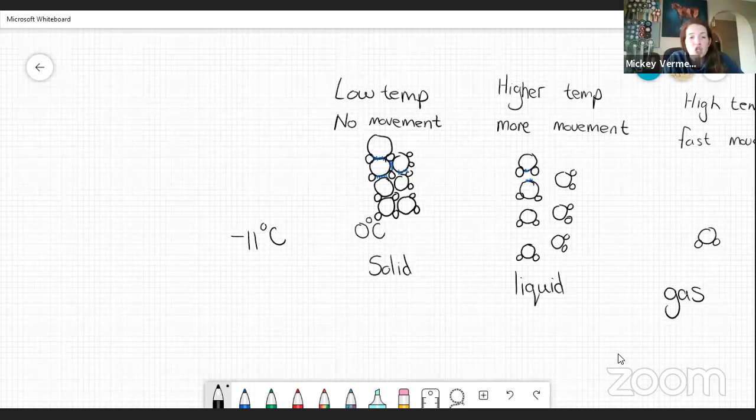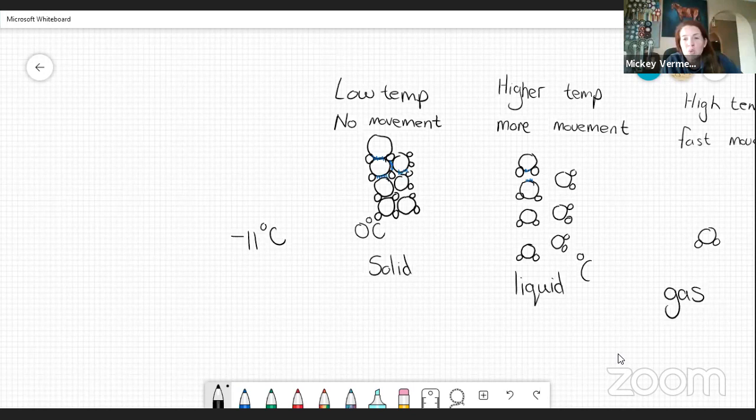Now, when this substance changes from a solid to a liquid, all of the particles need to be far enough apart first. Then the temperature will increase from 0 degrees. So while it's turning from a solid into a liquid, the temperature you measure is 0 degrees Celsius.